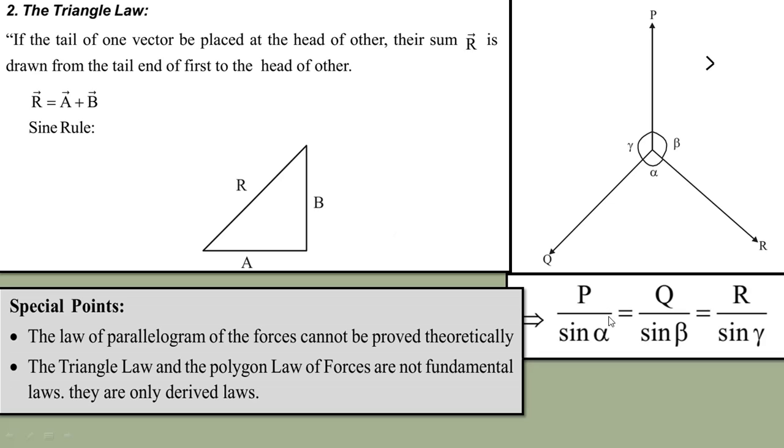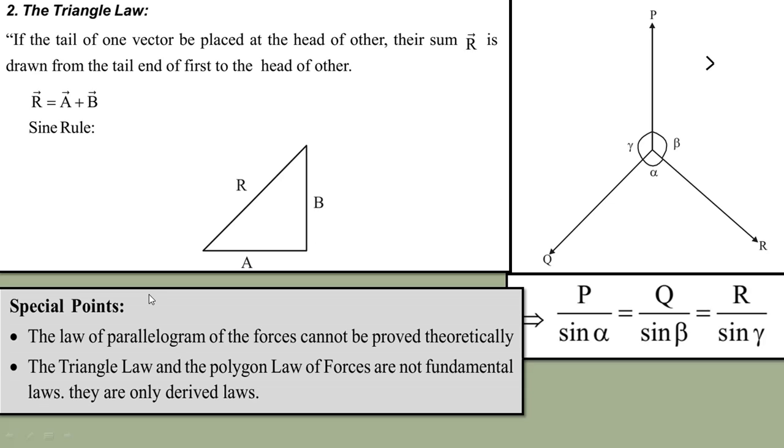This is also called the sine rule, or Lami's theorem. Force P, force Q and force R. Alpha is the angle opposite to force P, beta is the angle opposite to force Q, and gamma is the angle opposite to force R. So P divided by sine alpha is equal to Q divided by sine beta is equal to R divided by sine gamma. This is called the sine rule, or Lami's theorem.